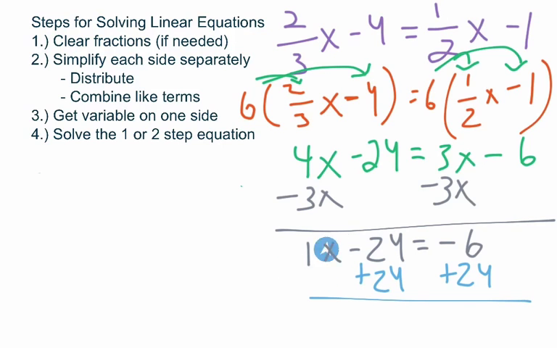And then 1 times x is just x, so we don't have anything else to do there. And then -6 plus 24 is 18.